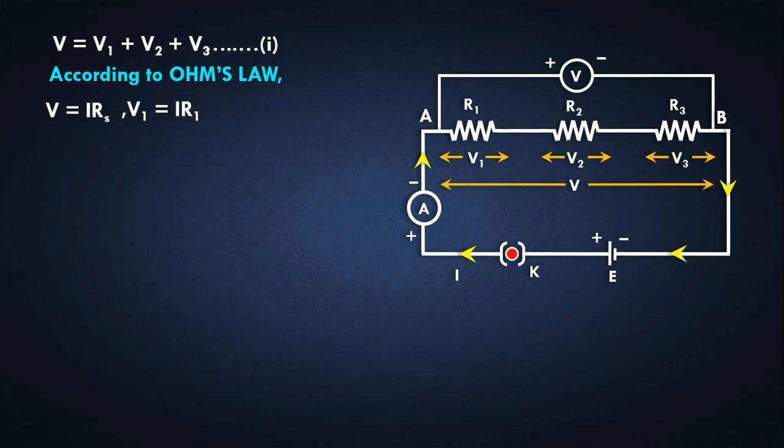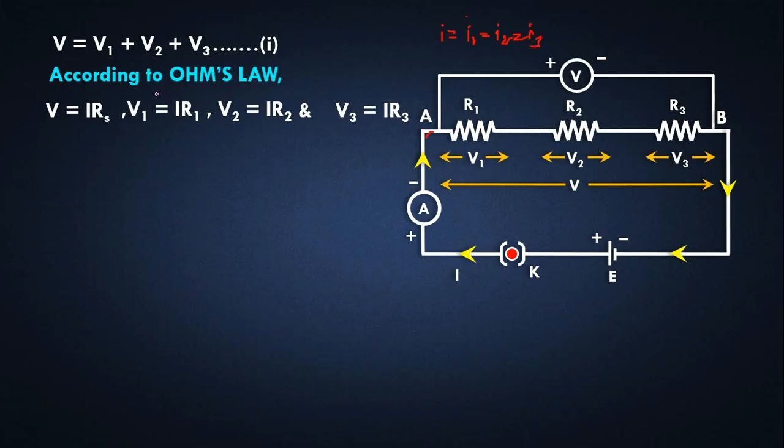Then V1 is equal to I into R1. Why not I1? Here I1 is equal to I2 is equal to I3 is equal to I only. And V2 is equal to IR2, V3 is equal to IR3. We know that in this circuit, we have seen that current is constant throughout the circuit. So I, which is coming from the ammeter, and I1, I2, I3 here, the same amount is flowing. So I is equal to I1 is equal to I2 is equal to I3.